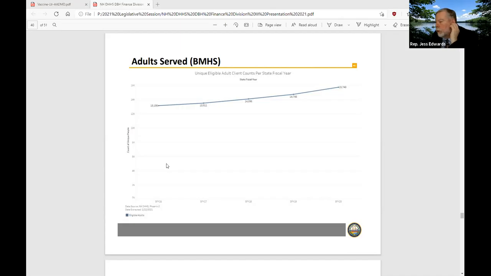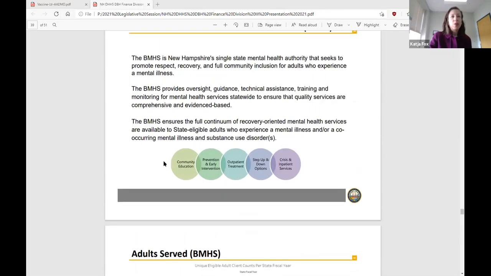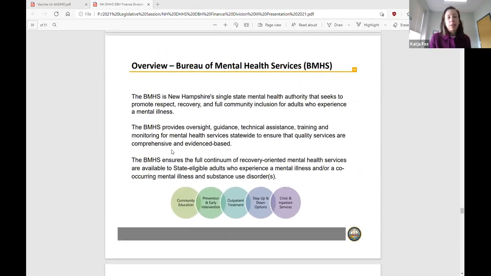Sure. So this number, 15,763 or 33, those are spread out amongst those five bubbles, or is that in one particular bubble? So that is not, so let's just go back and look. So those would be the ones who are more likely to be in the top three. So the three to the right. So those are the ones we use that data from the community mental health centers. And so that is where the provision of those types of services happens. So outpatient treatment, not so much the step up and step down, but the crisis and inpatient services.